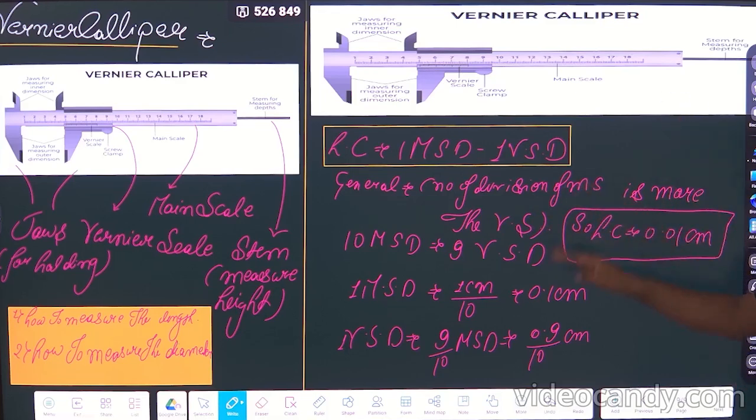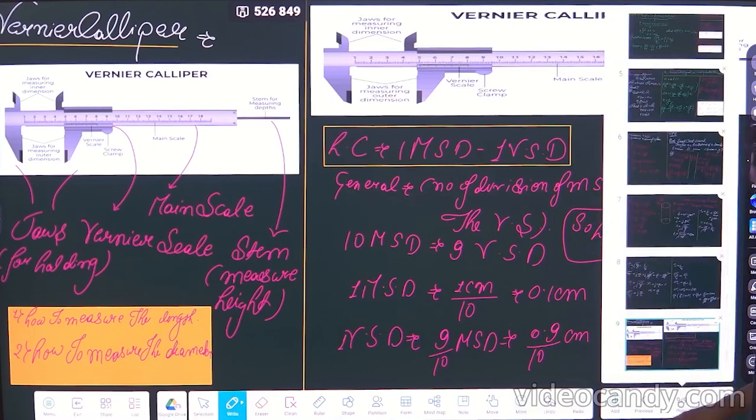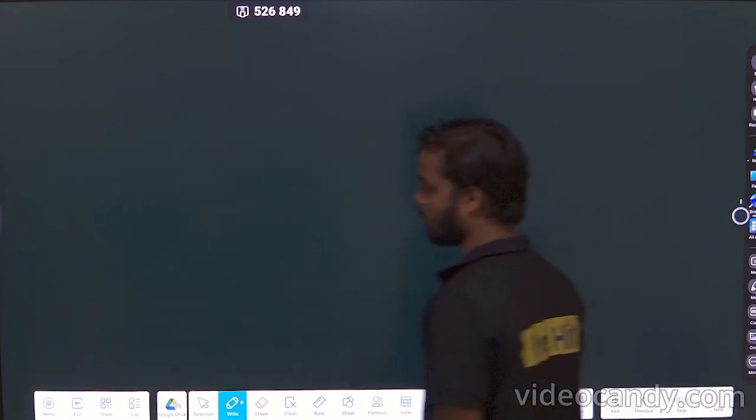But let me explain the method. You have to see how many main scale divisions are equal to the vernier scale divisions, and generally you will find that the main scale divisions are more than the vernier scale, meaning the main scale is bigger than the vernier scale. From here you will do these calculations and then you will get the least count. Suppose I got the least count. Let's take one example, then it will be clearer how to calculate the least count.